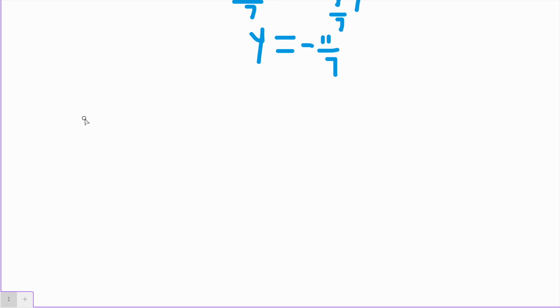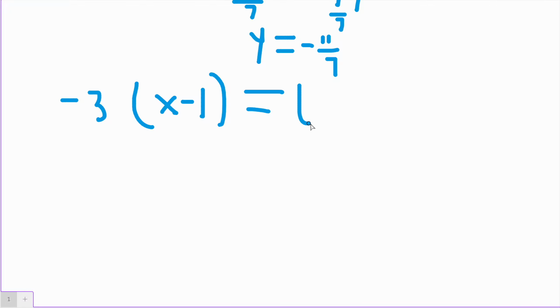Let's try a problem like this with parentheses. So we can have negative 3 times (x minus 1) equals 6x. We would distribute first because there's no way we can simplify what's inside the parentheses because we don't know what x is yet.